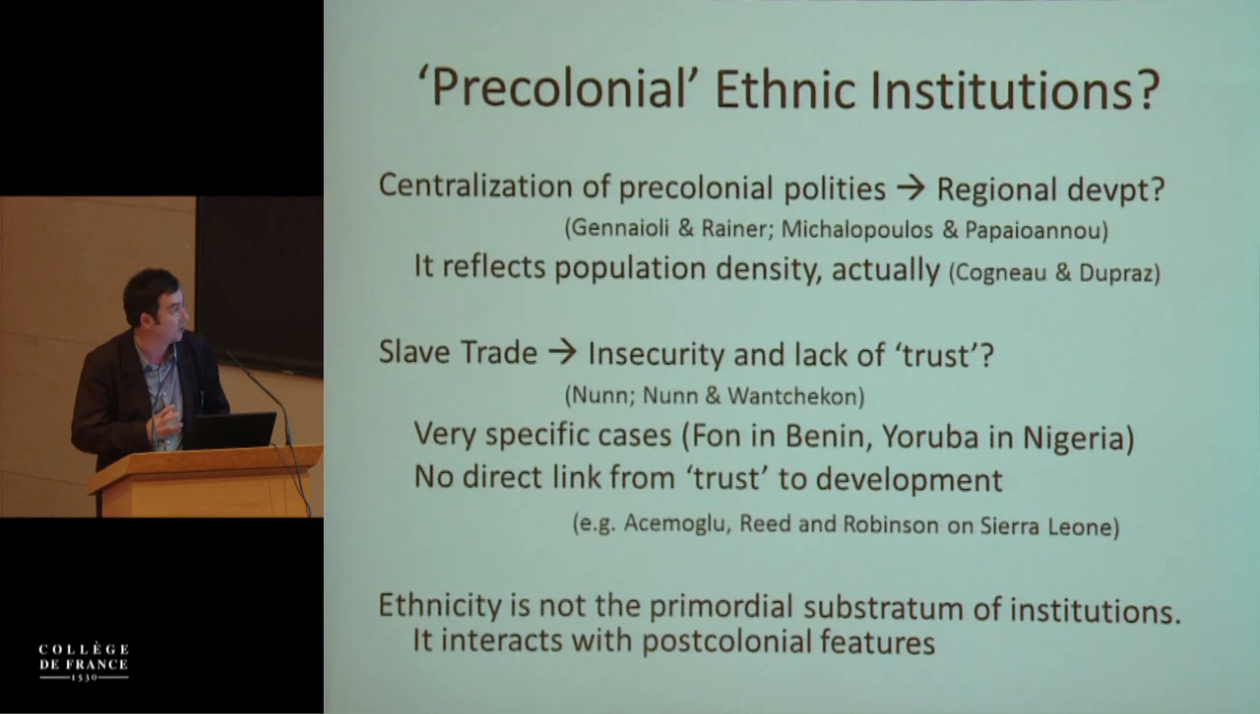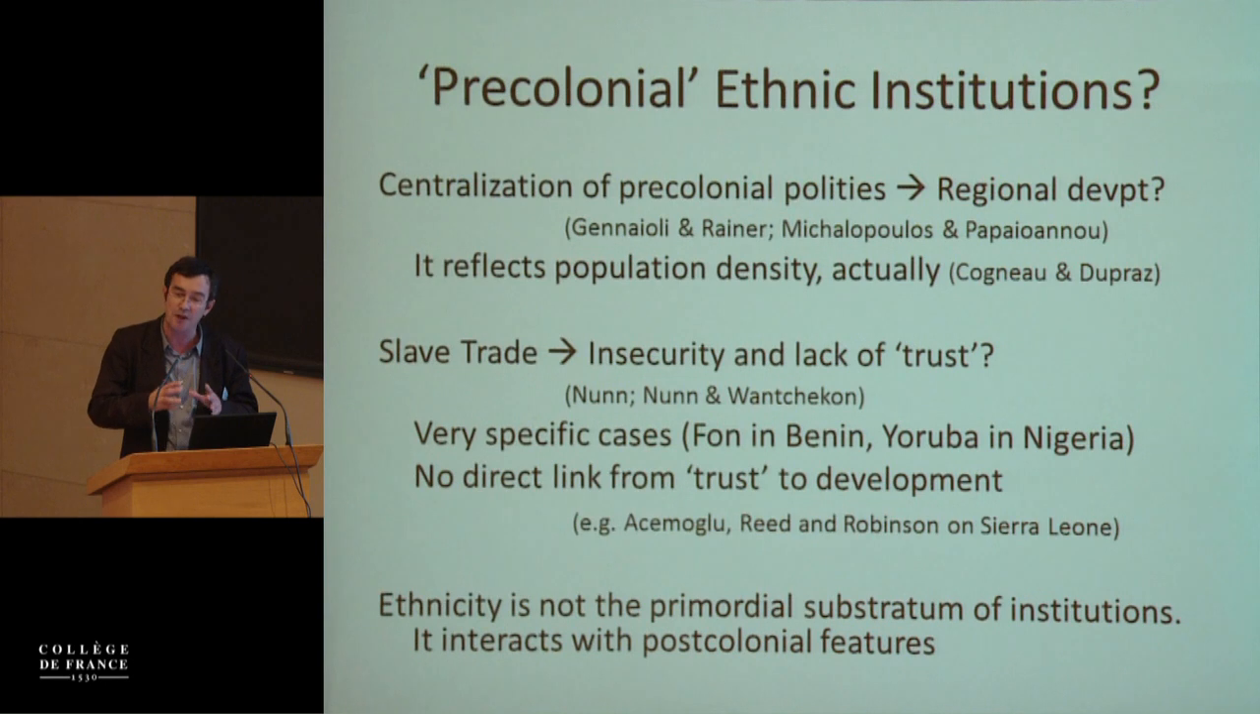My take is that the emphasis put on pre-colonial ethnic institutions is misplaced, and that ethnicity cannot be taken as a primordial substratum of institutions, if only because it cannot be considered true that ethnicity was something already settled before the colonial intervention, and if only because ethnicity is, in many settings, and by far, an invention or a creation, or at least interacted very much with the colonial intervention.